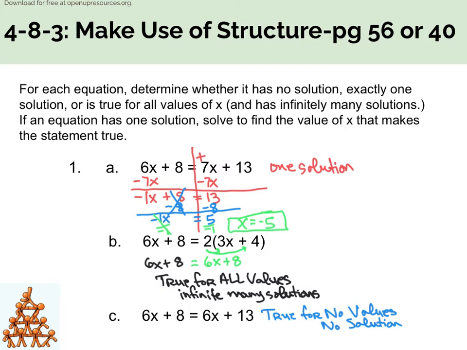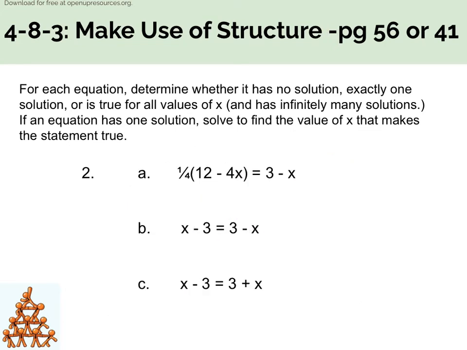And so A is one solution, x equals 5. B is true for all values or infinite many solutions. And then C is true for no values or no solution.